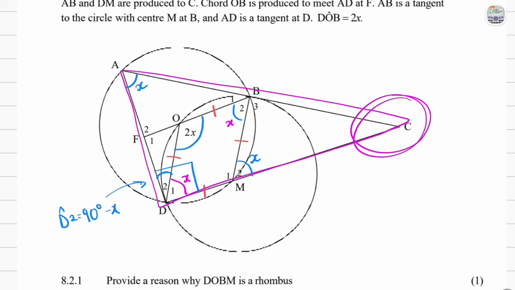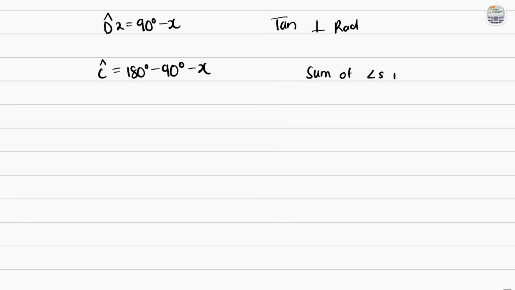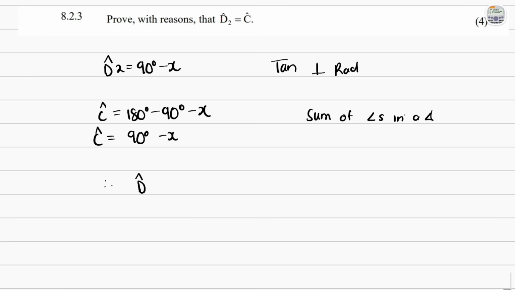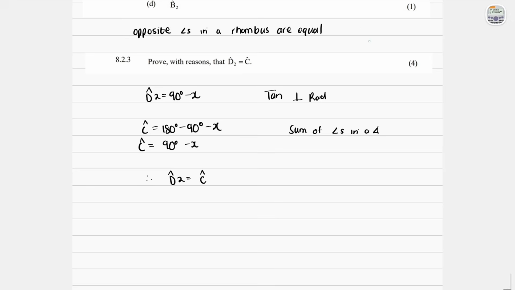Okay, there we go. So angle C would be found by using the sum of the angles in this triangle. We have a 90-degree angle. This entire thing is 90 degrees and we have x. So angle C, to find this, you say 180 degrees minus that 90 degrees and then minus that x. And this is because of the sum of angles in a triangle. And so angle C is equal to 90 degrees minus x as well. And so you can see now that they are equal. There we go. So angle D2 is therefore equal to angle C. And there we go. Moving on to the next question.